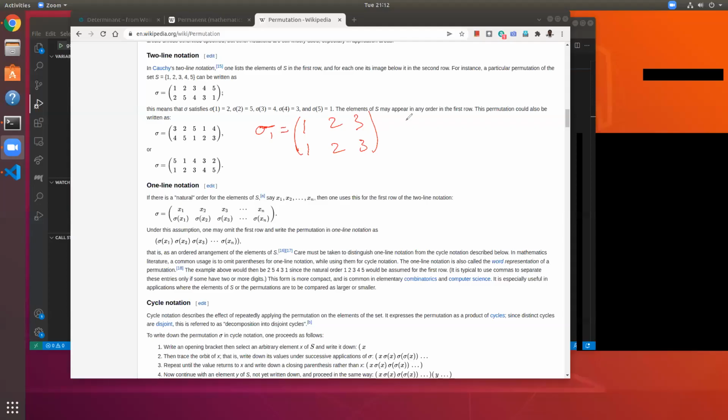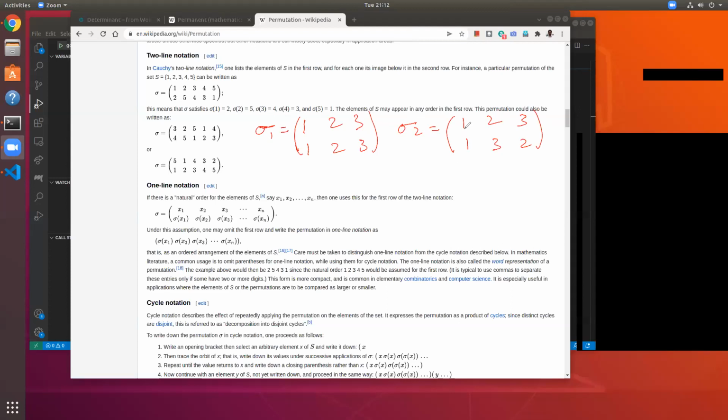And you know this notation, right? So this is row 2: 1, 2, 3, and let's say 1, 3, 2. So this is another permutation. And so here, for this permutation, there is a way of representing it.